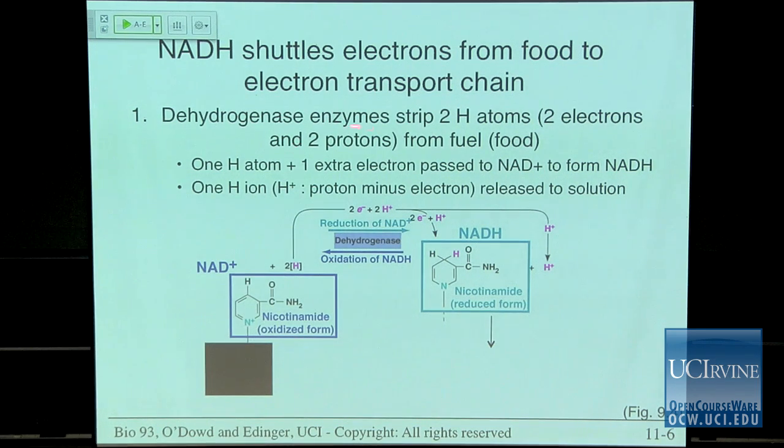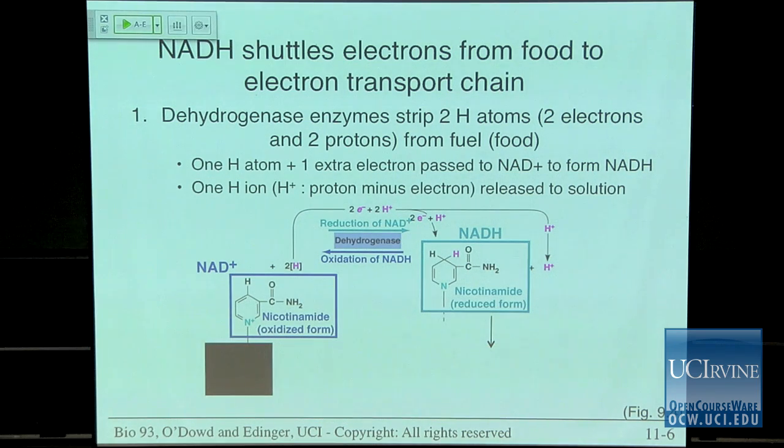well, actually, the dehydrogenase works on this one. So, okay, we're talking about glucose right now. It's stripping the hydrogen atoms from fuel, and it's going to put them on a shuttle molecule. The shuttle molecule starts out as NAD+, and when you add one hydrogen atom and one extra electron to the NAD+, this forms NADH. One hydrogen ion, the H+, the proton minus the electron, is released into the solution.